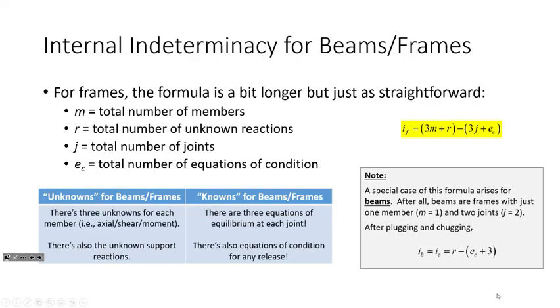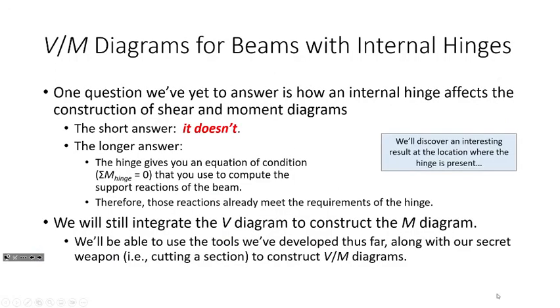All right. Now let's get into the land of internal hinges. One question we haven't dealt with is how to draw the shear and moment diagram for a beam with an internal hinge. Or how about another way of asking it? How does an internal hinge affect the construction of a shear and moment diagram? The short answer, it doesn't. Here's the longer answer. Whenever you have an internal hinge in a beam, you use that internal equation of condition to solve for the reactions.